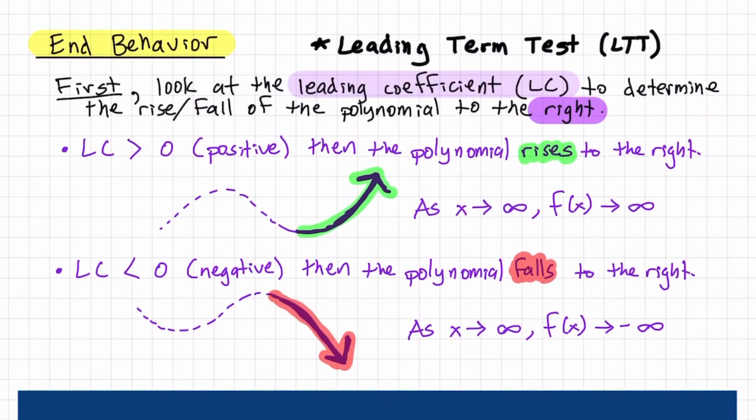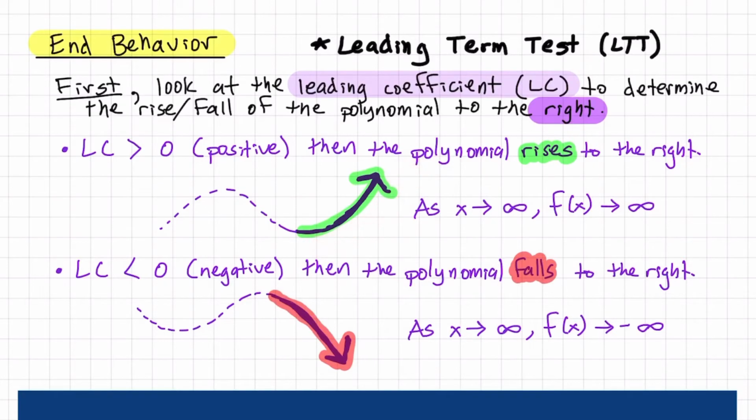We're going to do what's called the leading term test. If you look around the internet, you might see someone refer to this as the leading coefficient test. But it's more than just the coefficient, it's that whole term. So I call it the leading term test. So first, we do look at the leading coefficient, which we abbreviate as LC. And this helps us determine the rise or fall of the polynomial to the right. So if the leading coefficient is positive, then the polynomial is going to rise to the right.